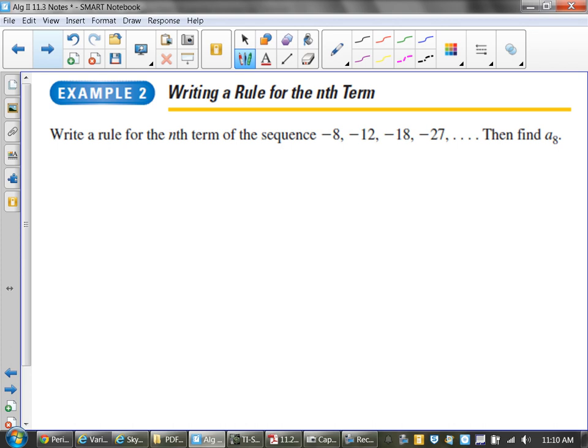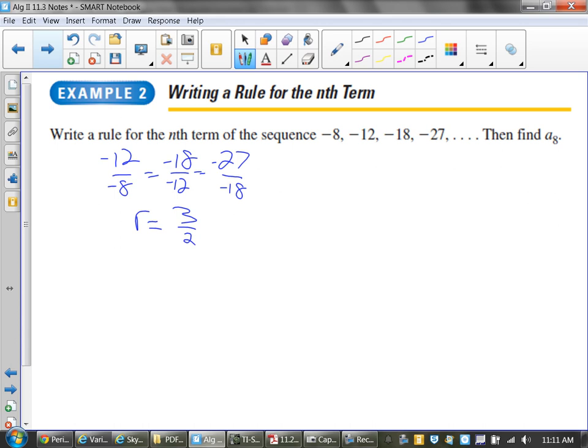So I want to start by writing out the nth term, which means the first thing we're going to do, like we did yesterday when we found the difference, is figure out what the ratio is. So you start with -12 over -8. What's the r value? 3/2, good. So your r value becomes 3/2.